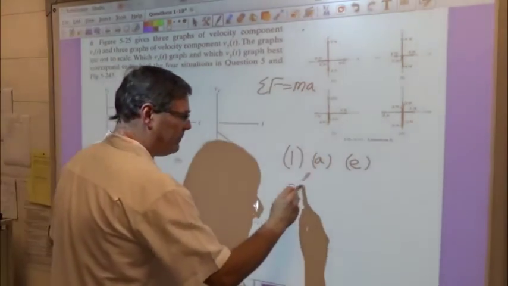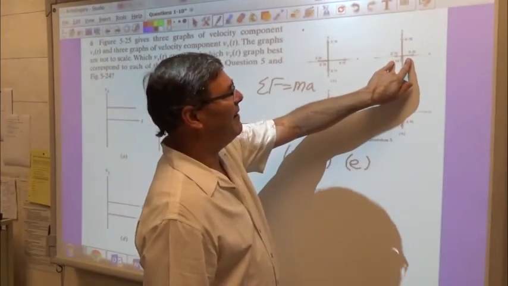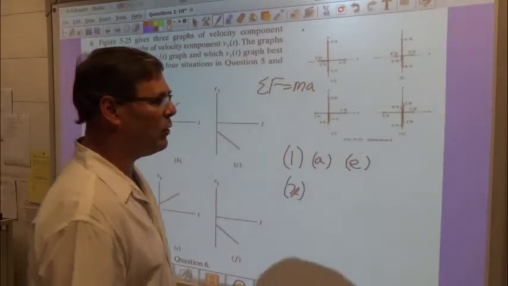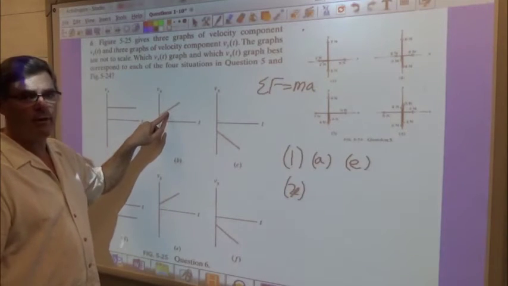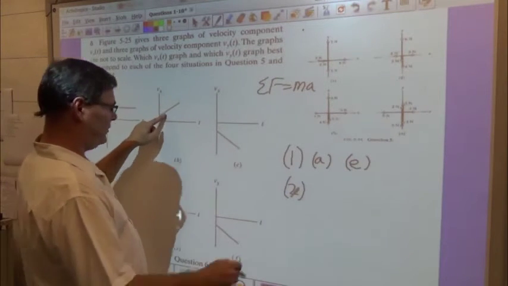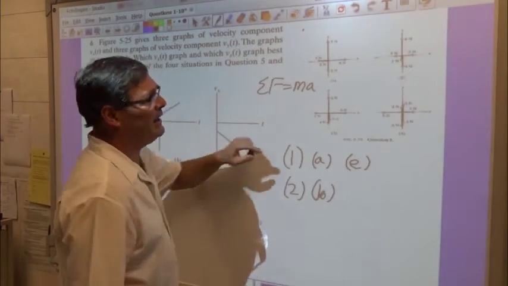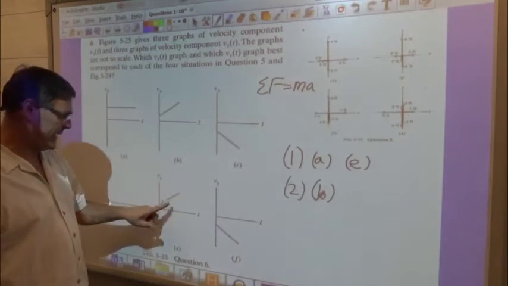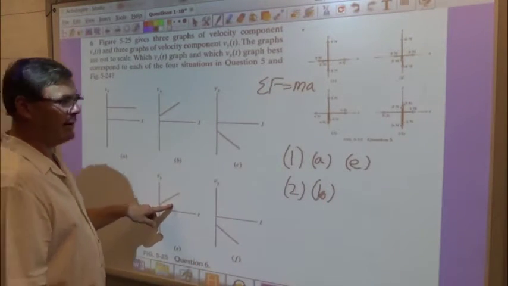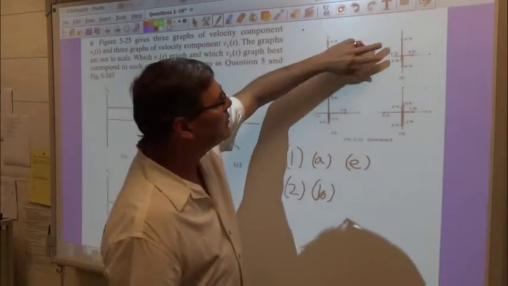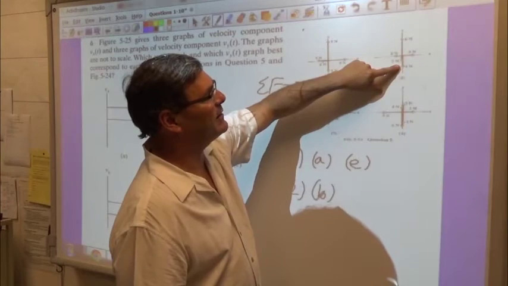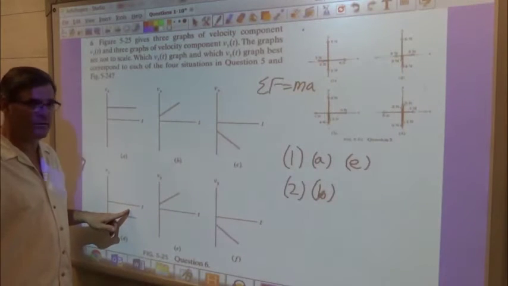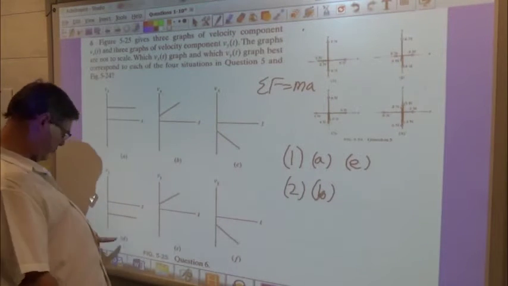Okay, for the second diagram, in the x direction, I have +1 Newton net force. So here we go, a constant positive slope. So that would be B. And in the y direction, -6 and +6 gives me a net force of 0. So that means a constant velocity corresponds to 0 net force. So that is diagram D.